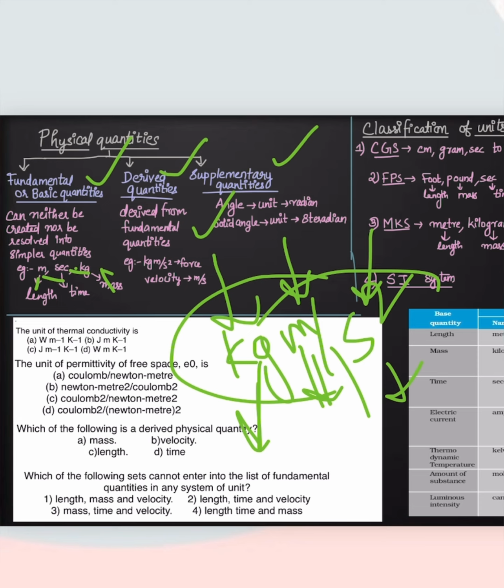Then comes the supplementary quantity. We have to learn two supplementary quantities. First one is angle, the unit is radian, and second one is the solid angle, unit is steradian.